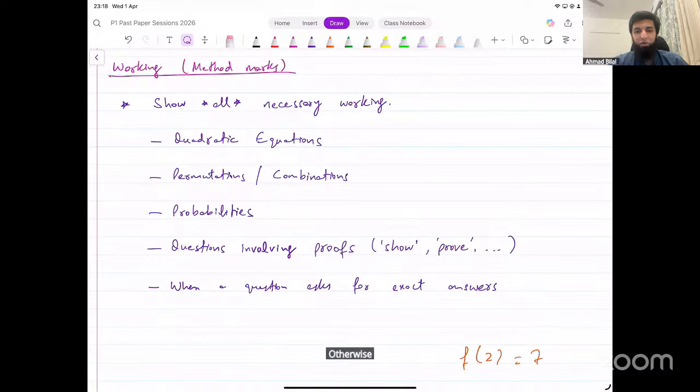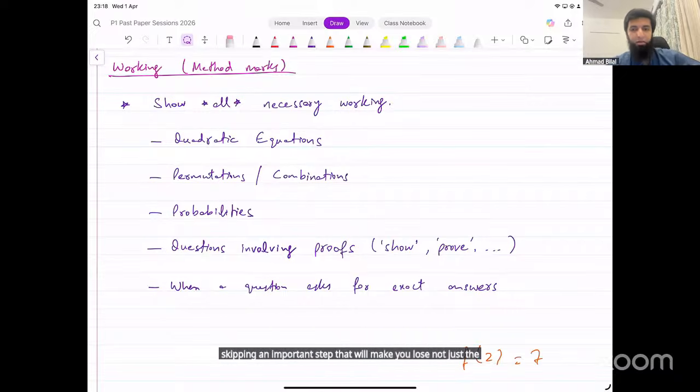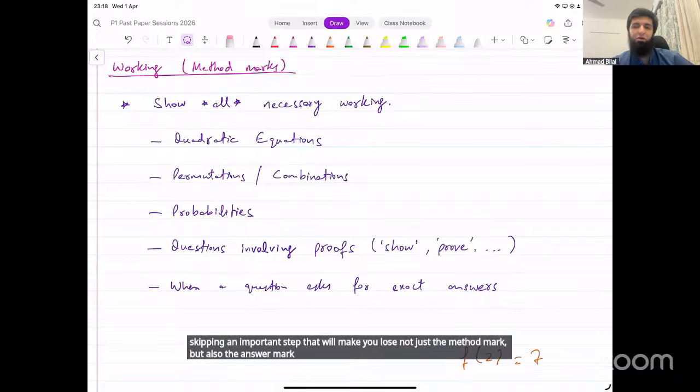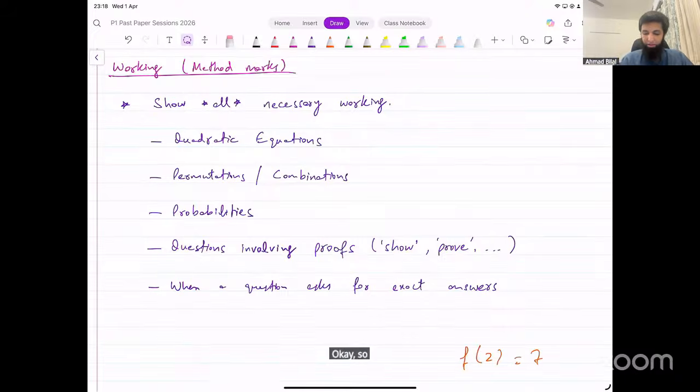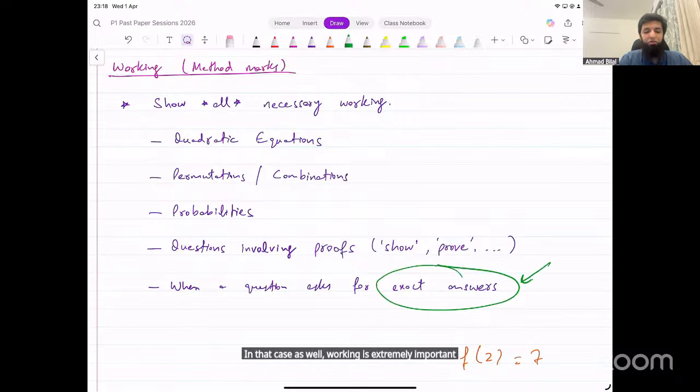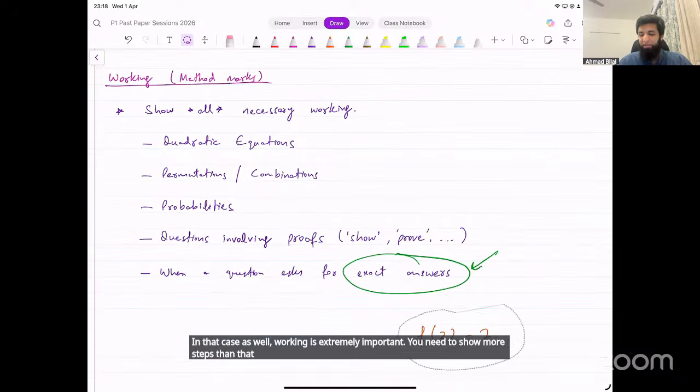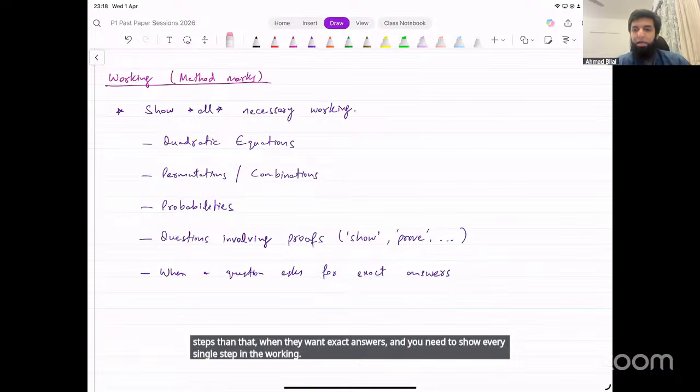Otherwise, even if you do the question correctly, skipping an important step will make you lose not just the method mark, but also the answer mark. You will also not get marks for the answer. Okay, so that's important. And when a question asks for exact answers, in that case as well, working is extremely important. You need to show more steps when they want exact answers. You need to show every single step in the working. Okay, that's important.